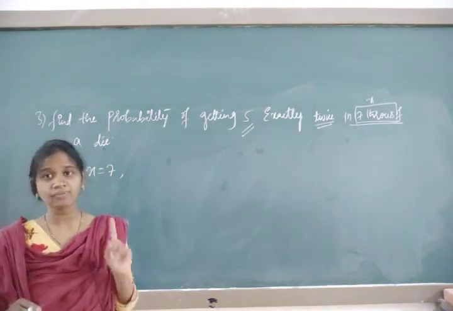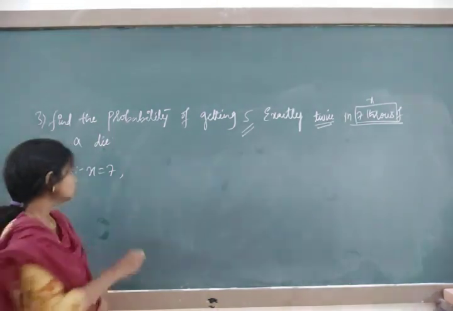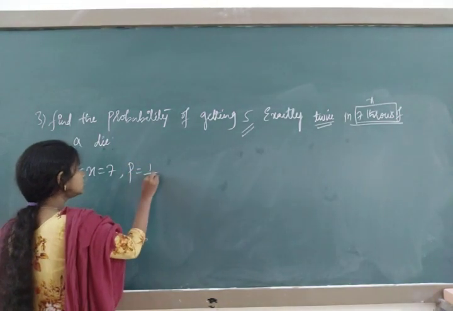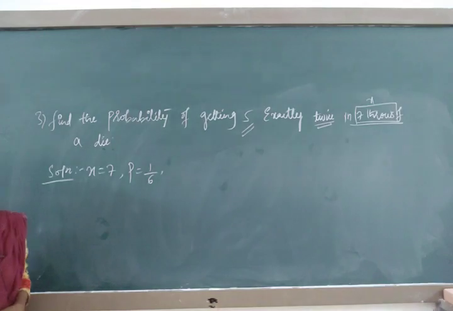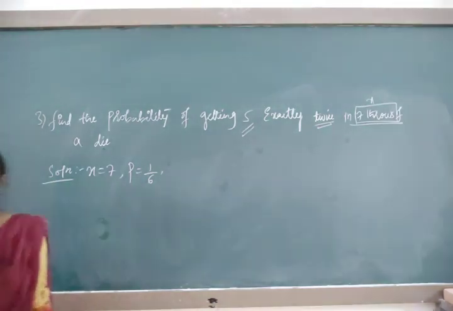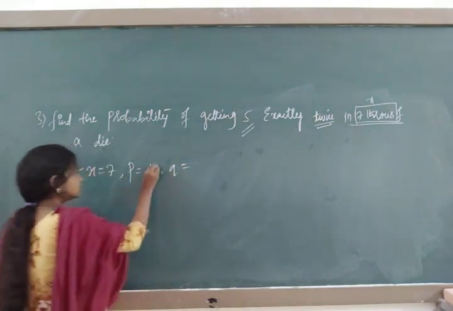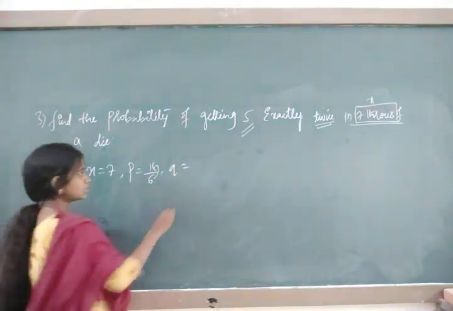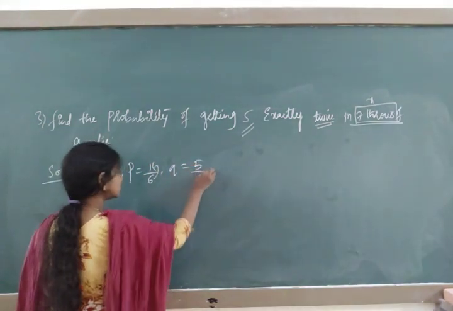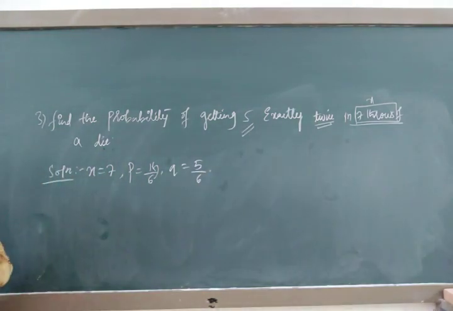And how many times has 5 been written? Only 1. So P value will be 1 upon 6, because 5 is written only one time, and the total number is 6. Q is this minus this, you take 6 minus 1, it's 5 by 6.